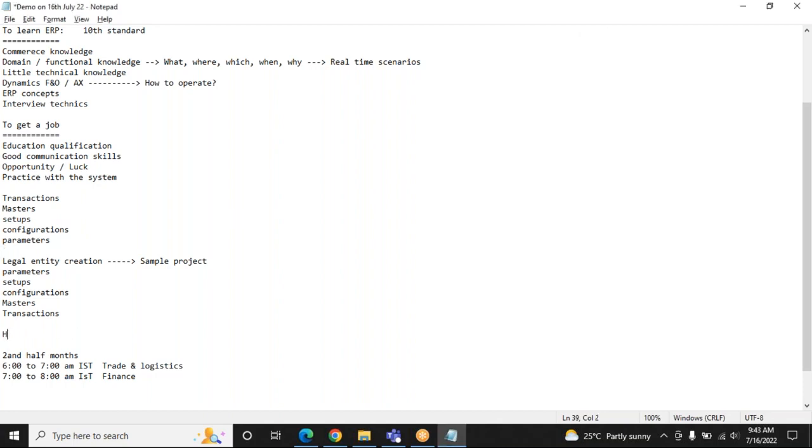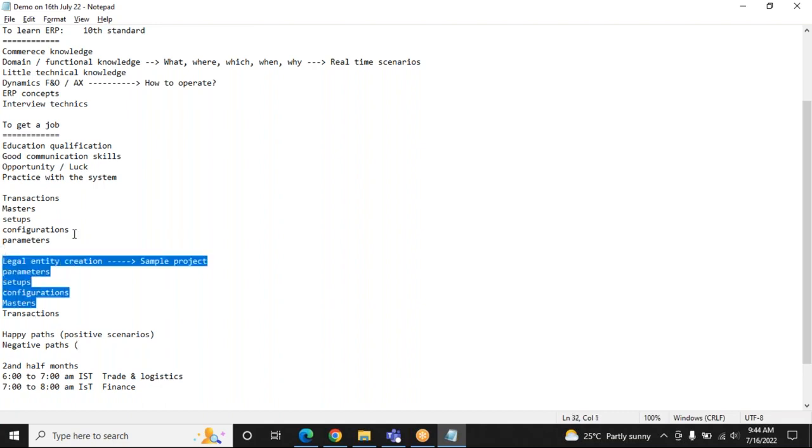And you are going to learn happy paths, meaning positive scenarios, and the negative paths, meaning deliberately making mistakes, understanding the error message, what it is saying, and rectifying the system. That is your task. So your task is this, but you are going to learn transactions as well.